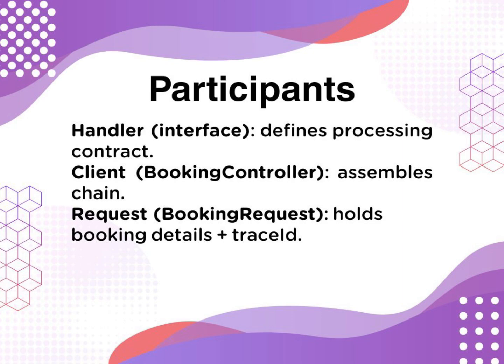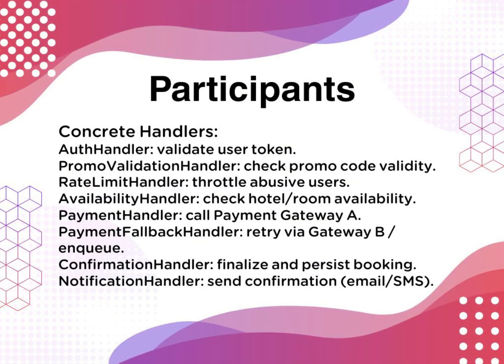The participants are simple. Handler defines the process contract. Client, the booking controller, assembles the chain. Request, the booking request, carries the details and the trace. Auth validates the token. Promo validation checks the promo code. Rate limit stops abusive traffic. Availability verifies room or inventory. Payment calls gateway A. Payment fallback uses gateway B or enqueues to retry.